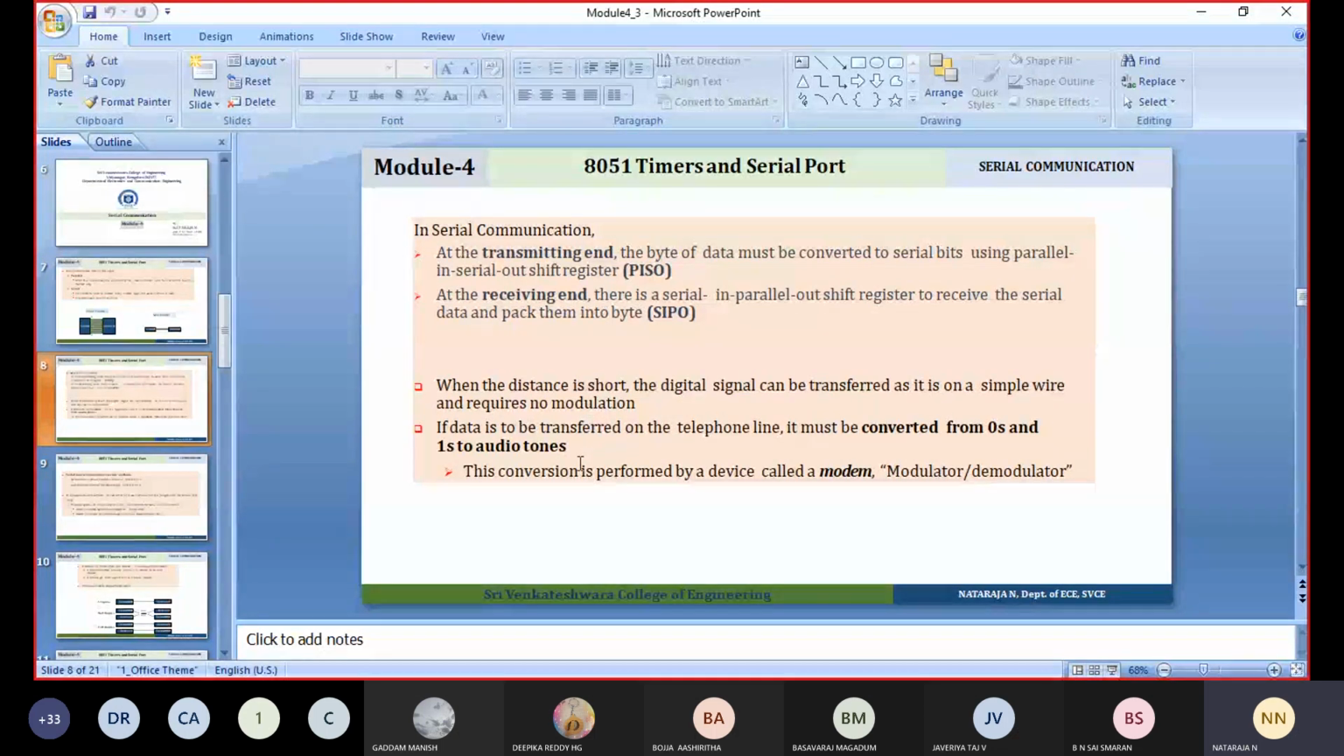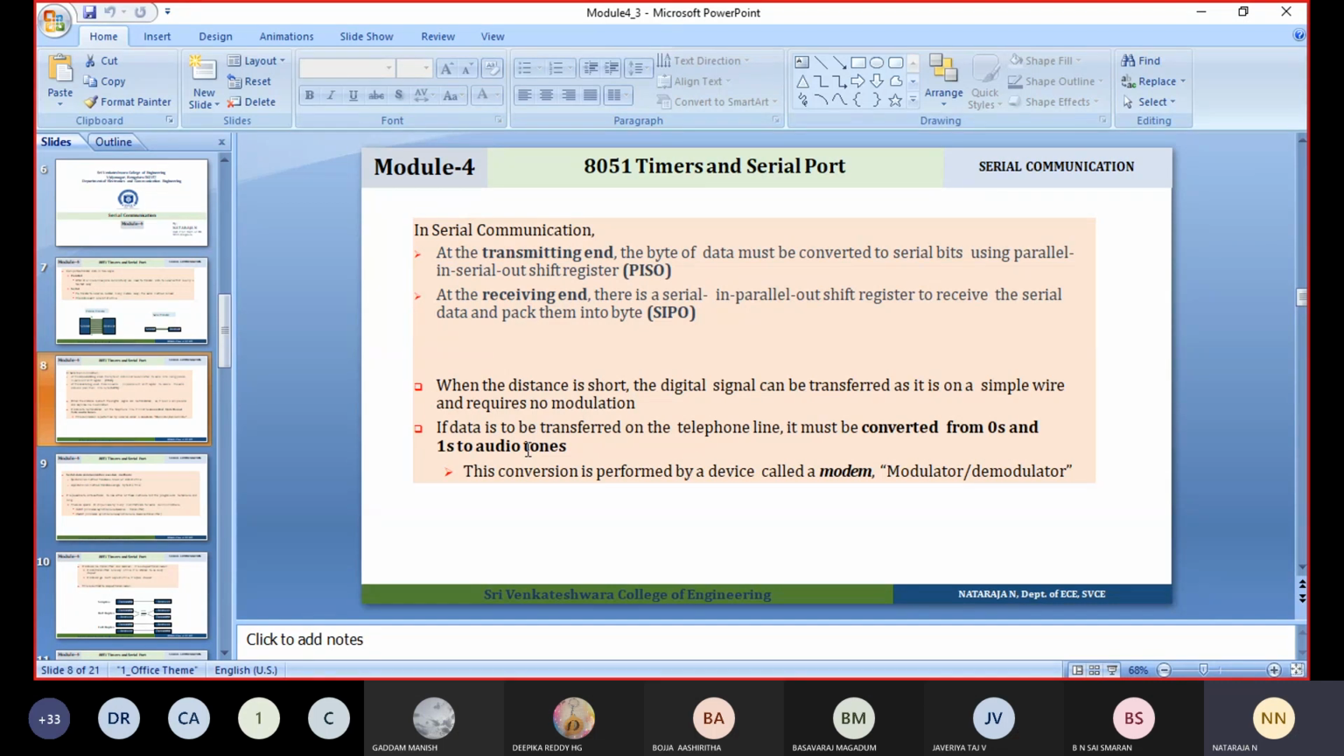Okay, if the data is to be transferred over a telephone line, it must be converted from zeros and ones to audio tones. For example, how do we convert ones and zeros by making use of a telephone? Suppose I need to transmit a voice signal from one place to another. I'm going to use a telephone network to transmit my voice. Initially, voice cannot be transmitted directly. Why? Because it's not a digital signal.